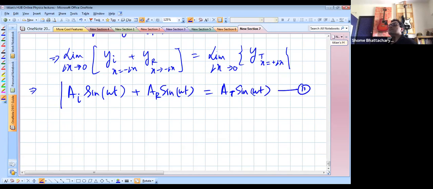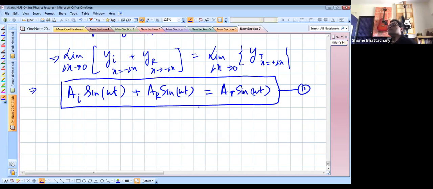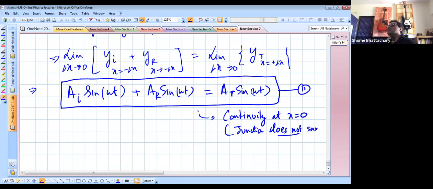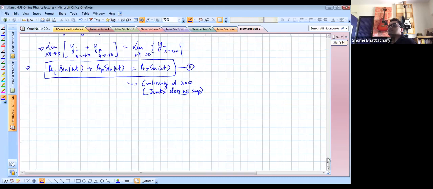Okay, this is coming from the fact that there is continuity at x equal to 0, because the junction does not snap. That property. So I'll just minimize this because there's a tricky concept here. Just make sure you go through this.